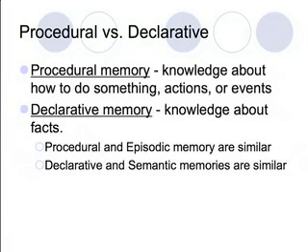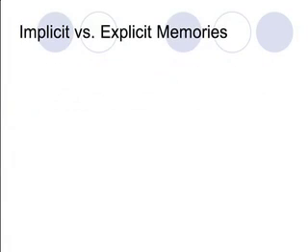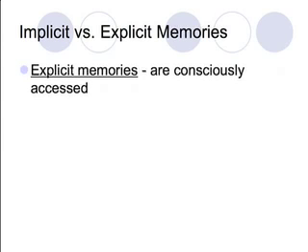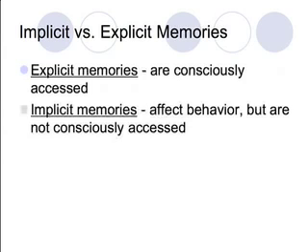They're basically content-based memories. Let me draw another important distinction between implicit and explicit memories. Explicit memories are memories that you can consciously access. Implicit memories affect your behavior, but you're not consciously aware of them. They're things that you learned along the way, so to speak.